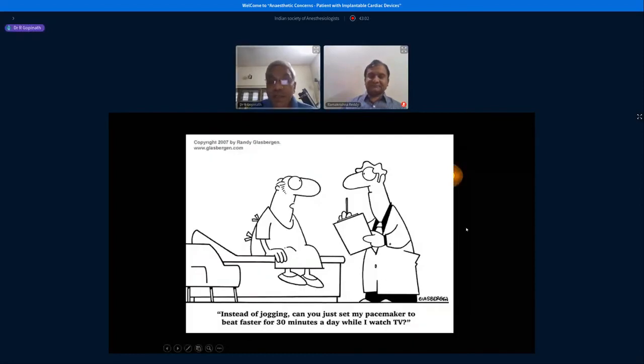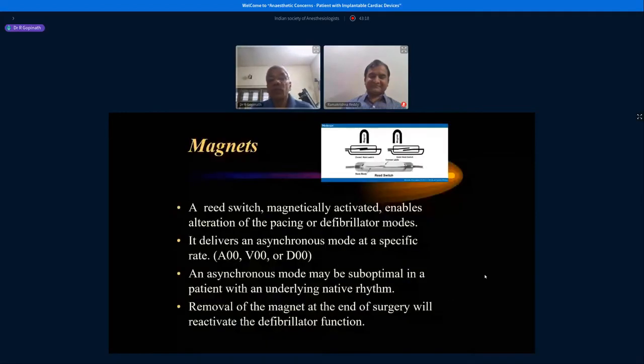It's so easy to think that you can just increase your heart rate. We all say, go, you have to maintain a heart rate of 100 plus for a few minutes to get your requisite exercise. So it is so easy to do that if you have a pacemaker. So what is the role of a magnet? We always say, when you say pacemaker in the exam, they ask what is the role of a magnet.